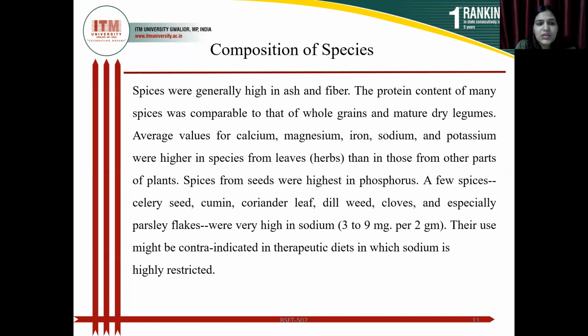A few spices, celery seeds, cumin, coriander leaves, dill weeds, cloves, and especially parsley flakes, were very high in sodium content. So their use might be contraindicated in therapeutic diets in which sodium is highly restricted. So we have to mention, in preparations where you use these spices that are rich in sodium content, that we have to indicate that.